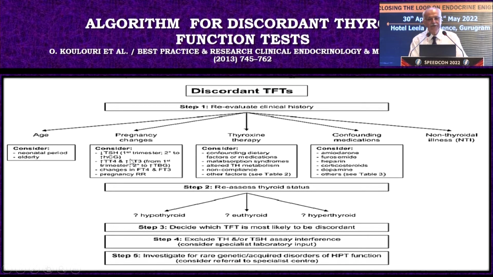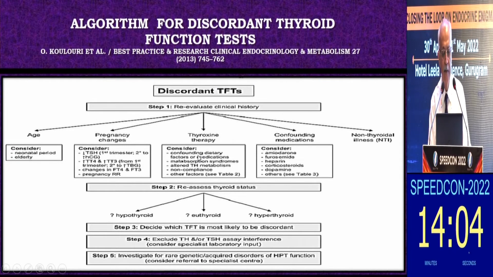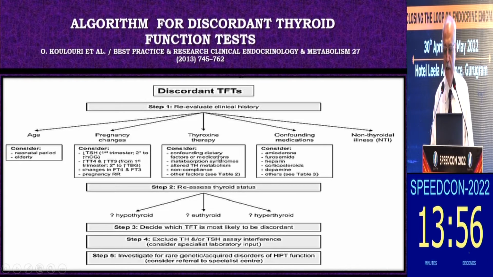And so we have to use pregnancy reference ranges and trimester-wise reference ranges. Then if the patient is on thyroxine therapy, you have to consider confounding dietary factors or medications, malabsorption syndromes, altered thyroid hormone metabolism, non-compliance. And this is very important.